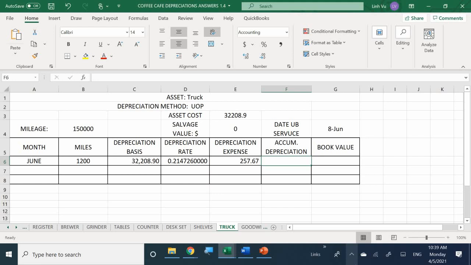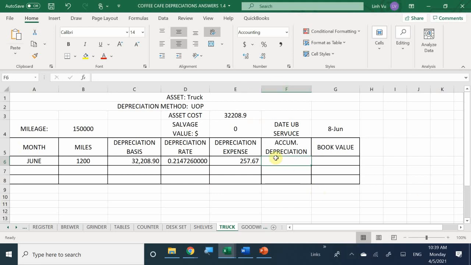Okay? So our capacity here is it can only drive up to 150,000 miles before you need to do maintenance and repairs to it, right? So in this case, do we need to make an adjustment here? No. We drove it for 1,200 miles in the month of June, so therefore $257.67 is exactly what we're going to depreciate it for.